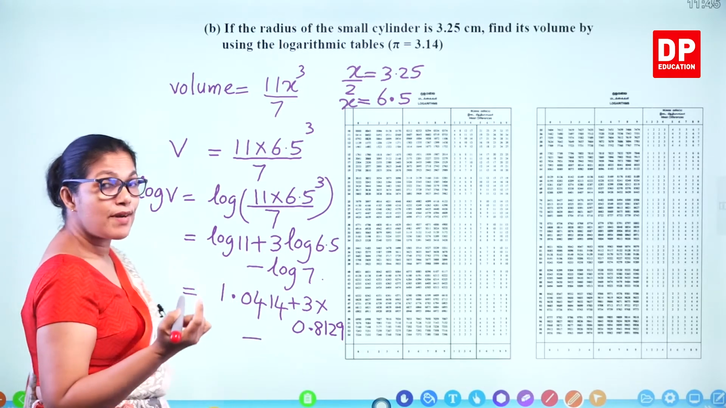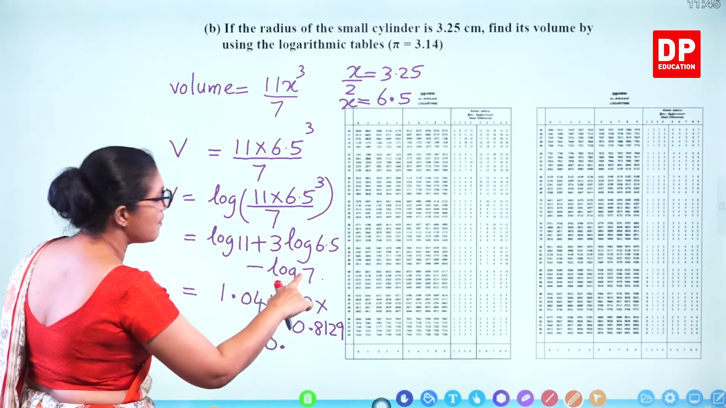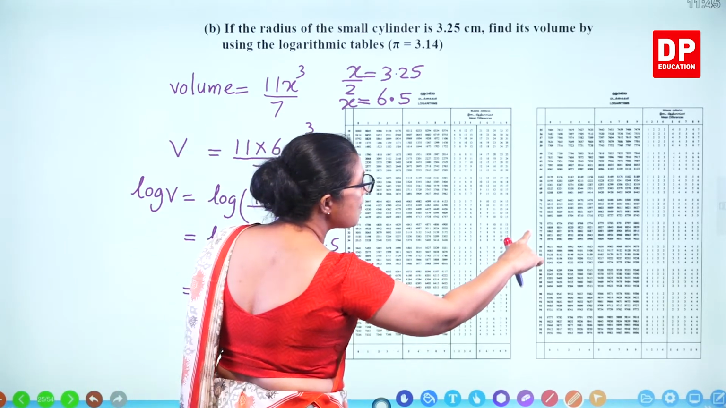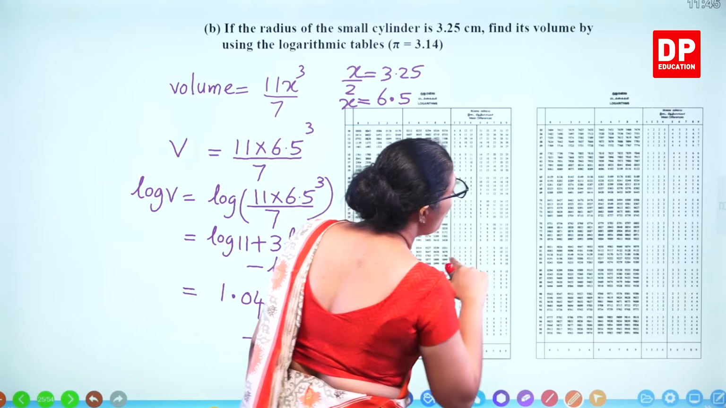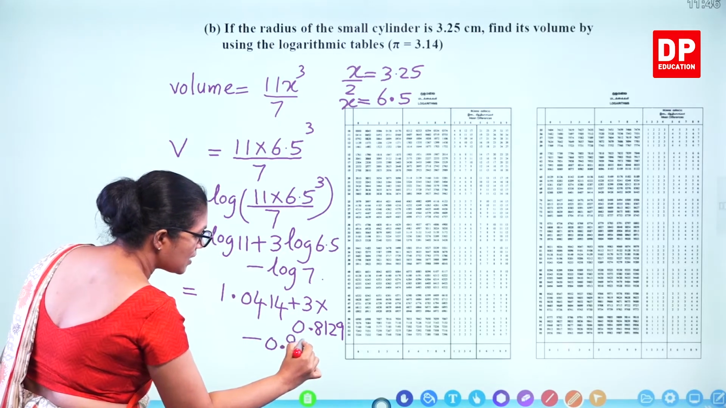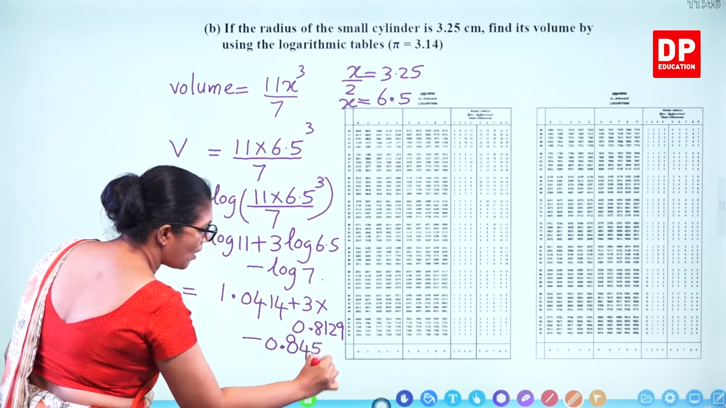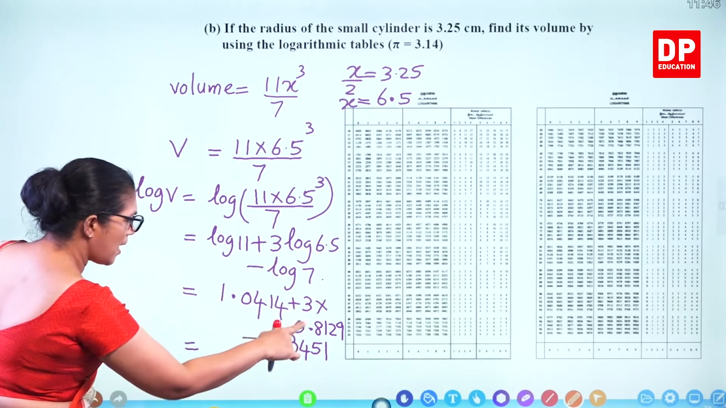Minus log 7. Log 7 is 0.8451. 70 0. 84 51. Now we'll multiply first.